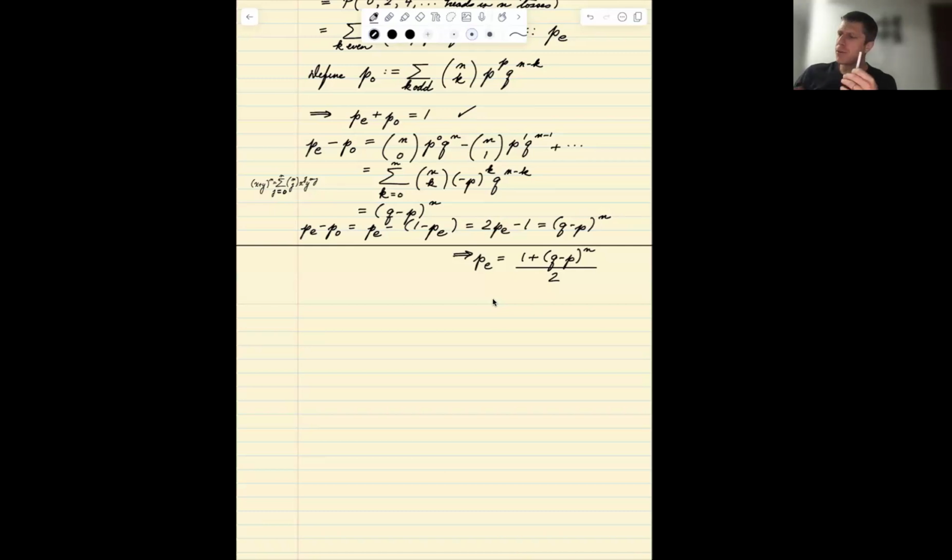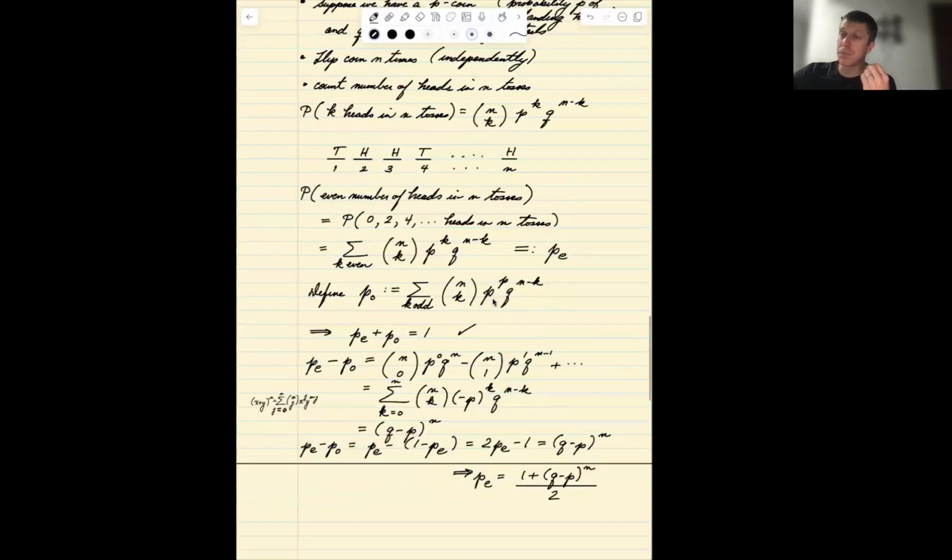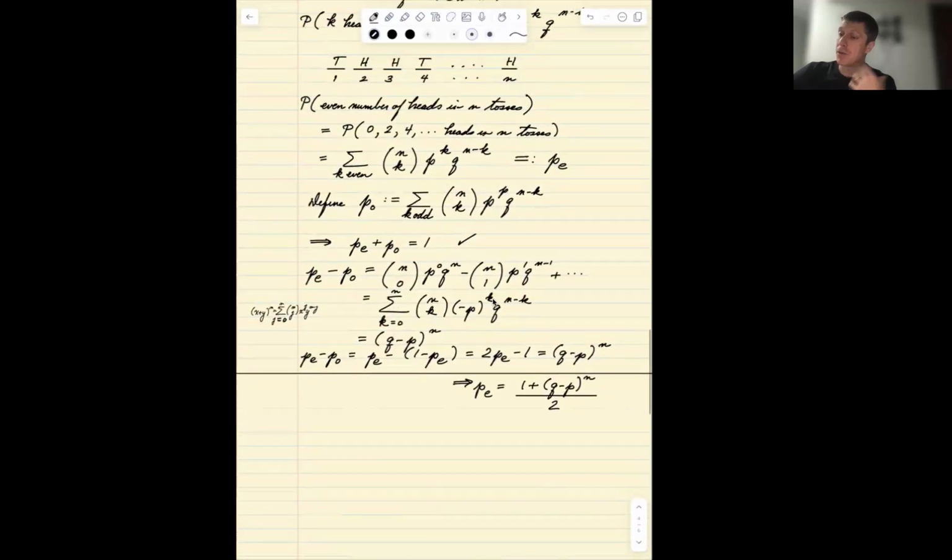Okay, so I think that was a pretty interesting coin tossing exercise where we're able to use the binomial theorem in a pretty creative way to calculate a probability that at first looks pretty difficult to deal with because we have a sum over even integers. And if you tried to do this yourself in a more brute force way, I think you'd have some difficulty. So this is a pretty clean and nice way to do it.